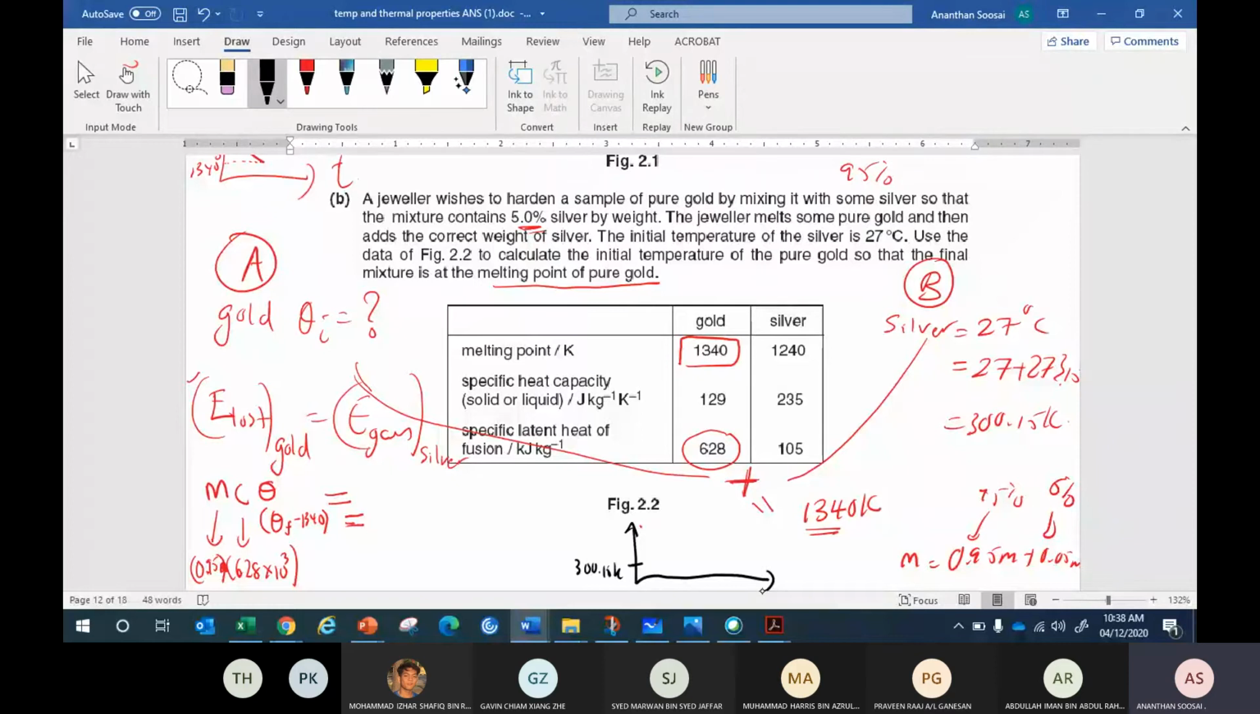So that is a trap here. So for the gain in silver, is it only MC theta? Is there any phase change during this process? Did the silver melt during this process? When you go from 300 Kelvin to 1340, does it experience any phase change? How to know? Check whether it reaches the melting point. Check the melting point of silver. What is the melting point of silver?